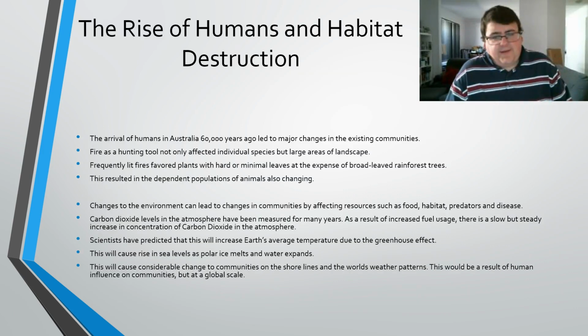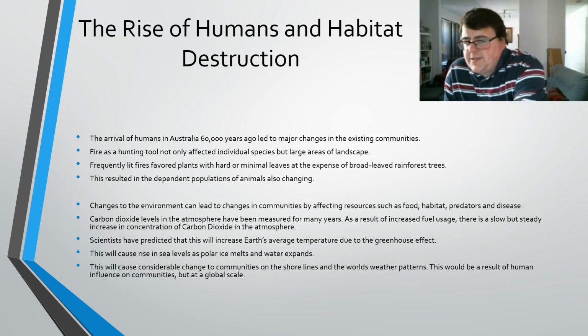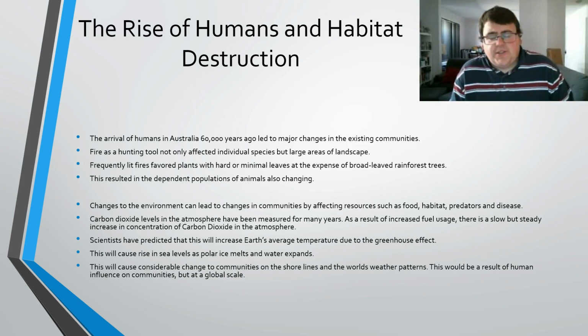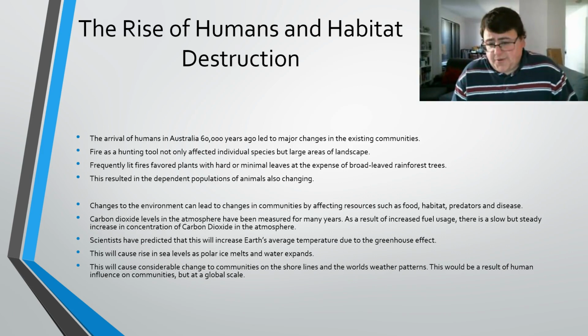And it's very easy to say, well, we can fix all this, but the truth of the matter is, we've seen these habitat destructions and impacts on ecosystems rise as humans have also risen. So, using Australia as an example, humans arrived in Australia 60,000 years ago, and that led to major changes in existing communities. So, we started to use fire as a hunting tool. And that didn't affect individual species, that affected large areas of landscape. And we've talked about this in class before.